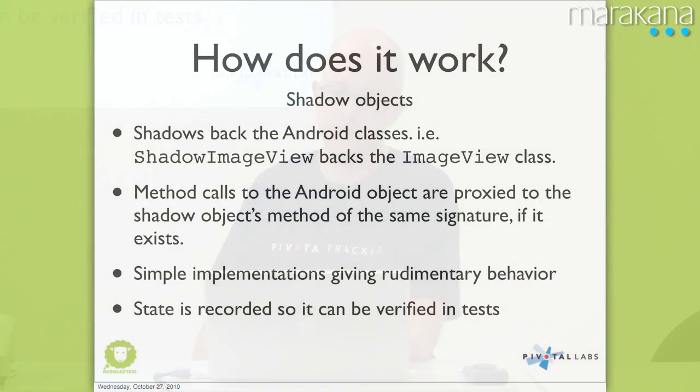So shadows back the Android classes. For example, shadow image view backs the image view class. And so this shadow image view doesn't actually draw anything on the screen. It's just an object that's going to hold the state of the world as you manipulate it through your application code. Method calls to the Android object proxy to the object shadow.